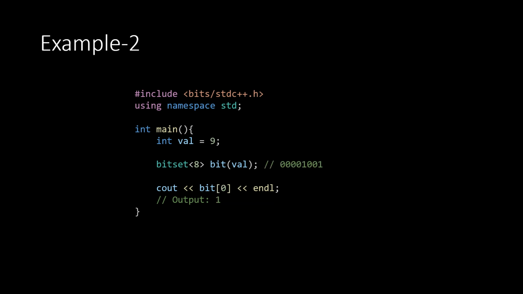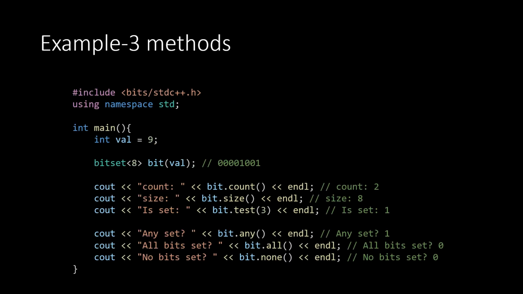The next example is the same one, value equal to 9. Now we try to access a particular bit. Here we are trying to access the 0th bit. It will give the output as 1, which is the 0th bit from right to left.